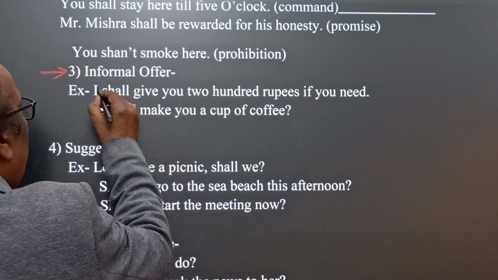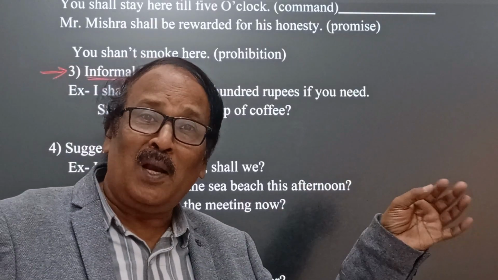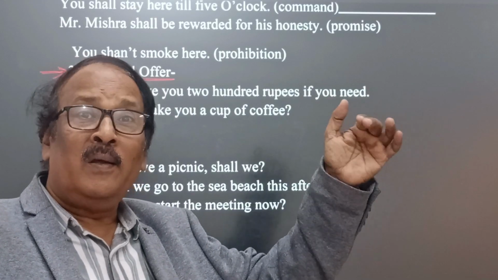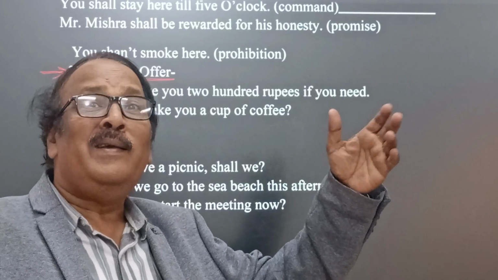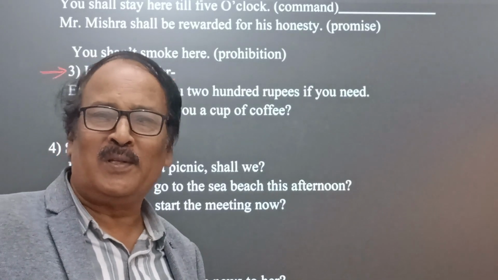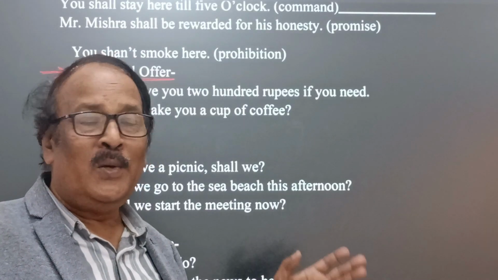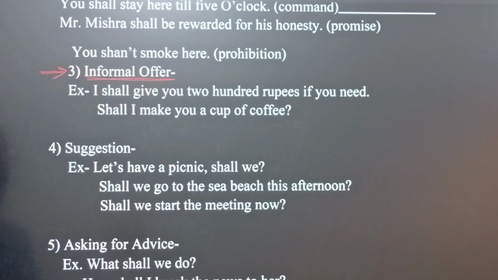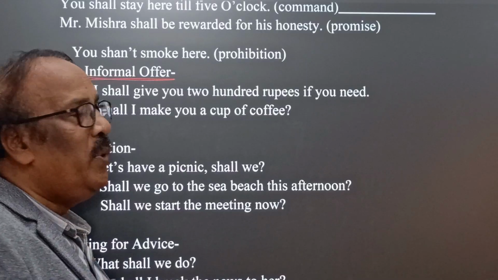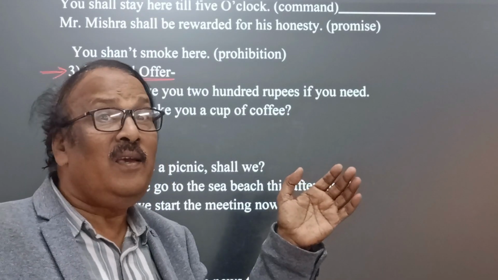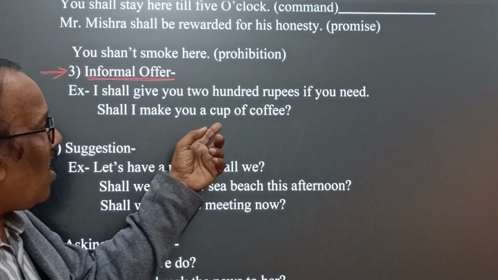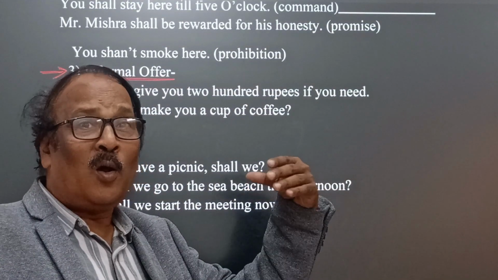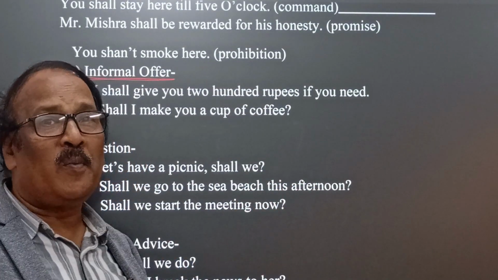Come to the third point, informal offer. What do you mean by informal offer? Whenever we offer something to any of our nearer or dearer, or nearly related persons, in that case we use shall. See here, I shall give you 200 rupees if you need. Or we can say, shall I give you 200 rupees? Shall I make you a cup of coffee? Here the speaker wants to offer help in making a cup of coffee for somebody.